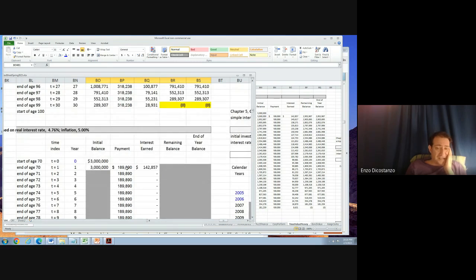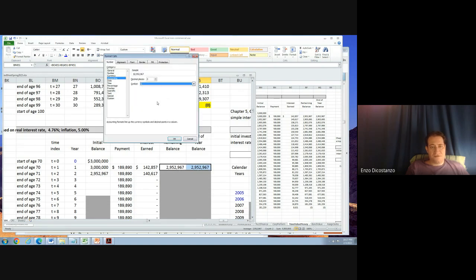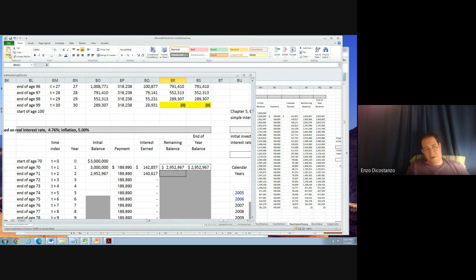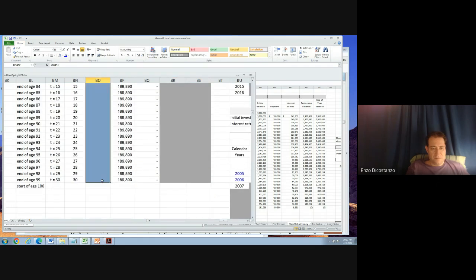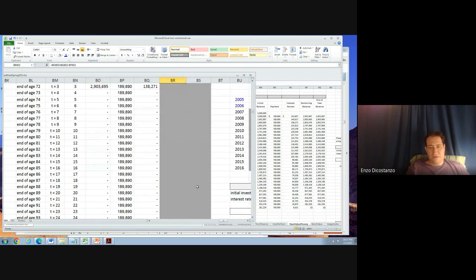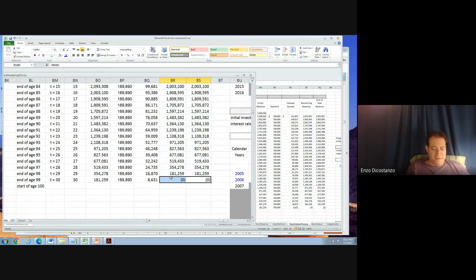Okay, so you have a payment, you earn something. So your balance is you start with 3, you earn the 142, and you subtract out the payment. This equals the end of the year balance. And these both need dollar signs. I don't know why there's no dollar signs here. They do. And we'll copy formula only, all the way down. All the way down. And again, zeros.